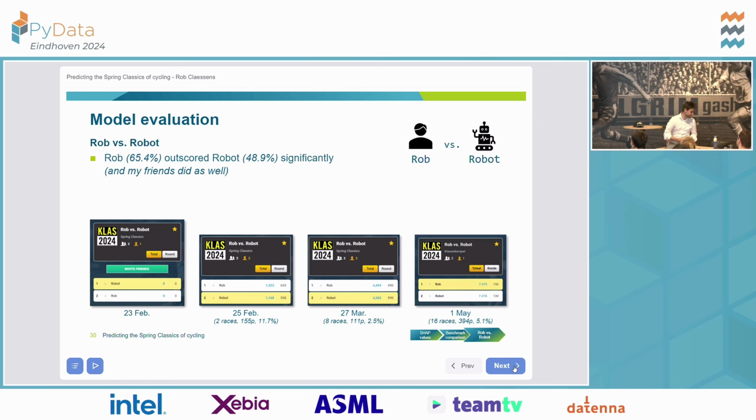So the conclusion is that I still outscore my robot significantly. These percentages actually are the Scorito scores. So I was better than 65% of the players, while my robot was only better than 49%. So that's a significant difference, thinking we have the same team. Also, my friends were mostly better than the robot. So I still have some work to do. At least it's good to see that the fine-tuned model did perform better, like we already saw in the previous slide.